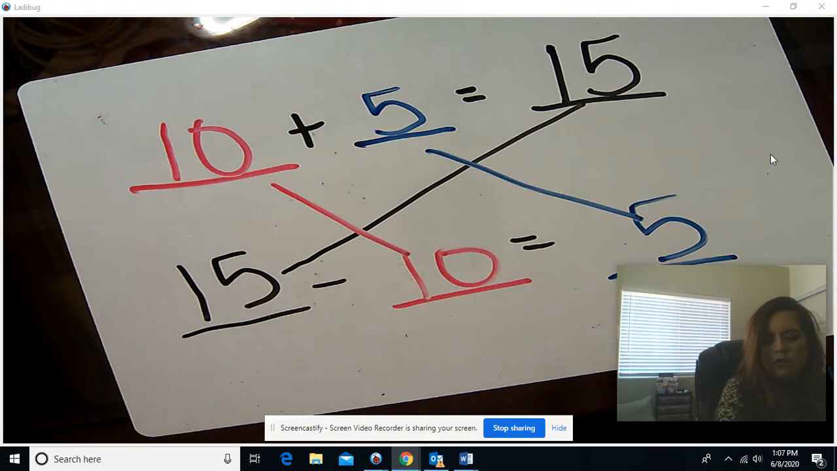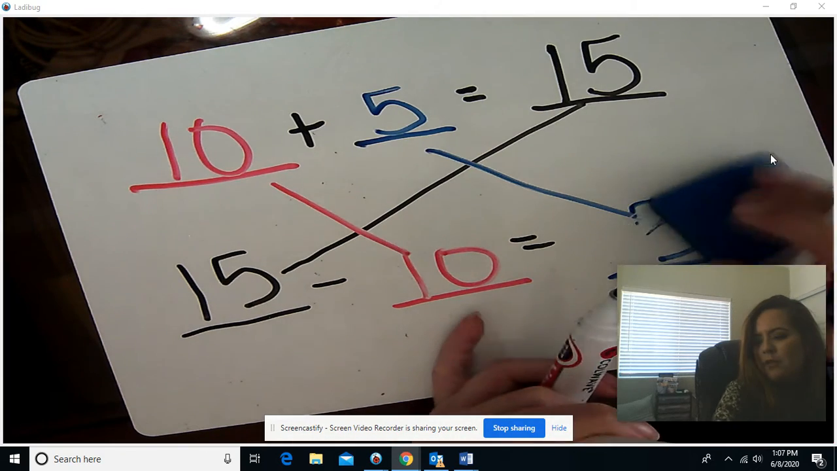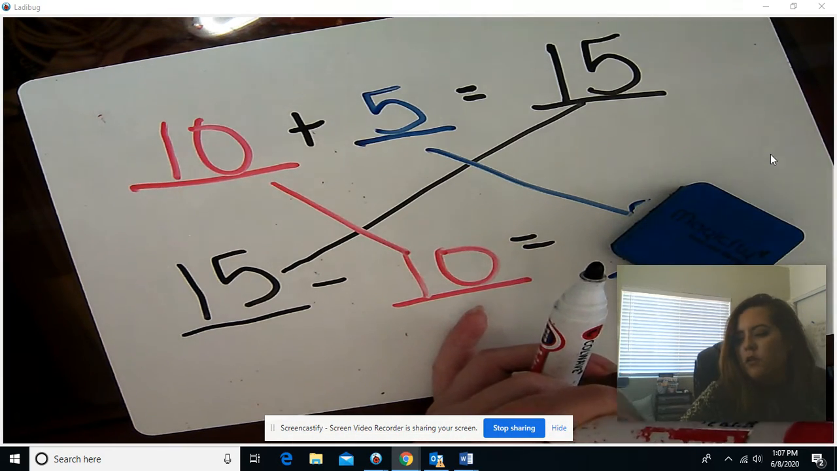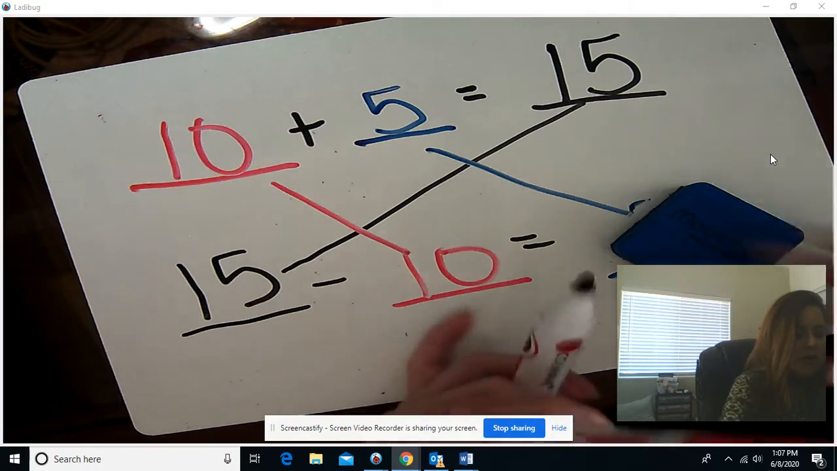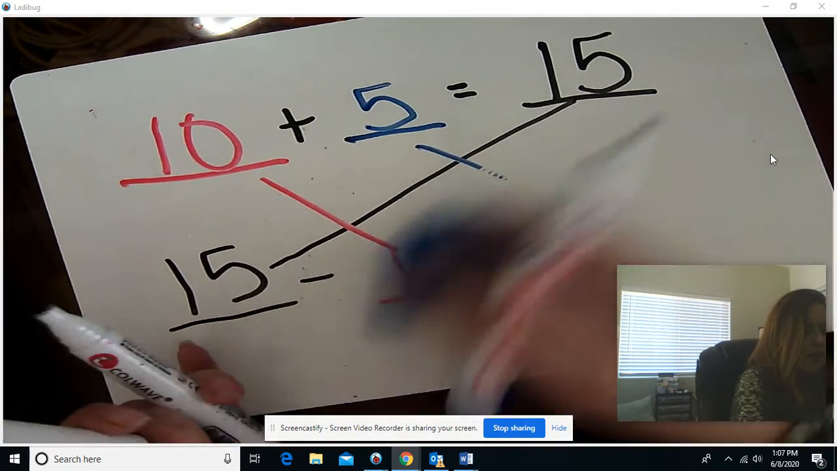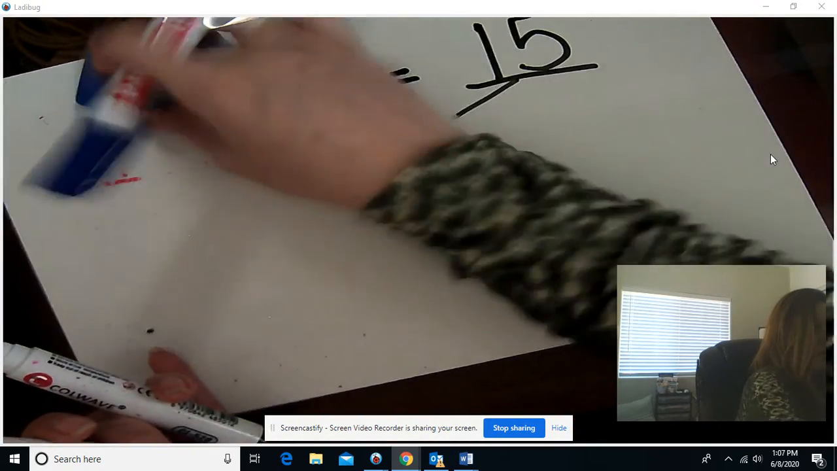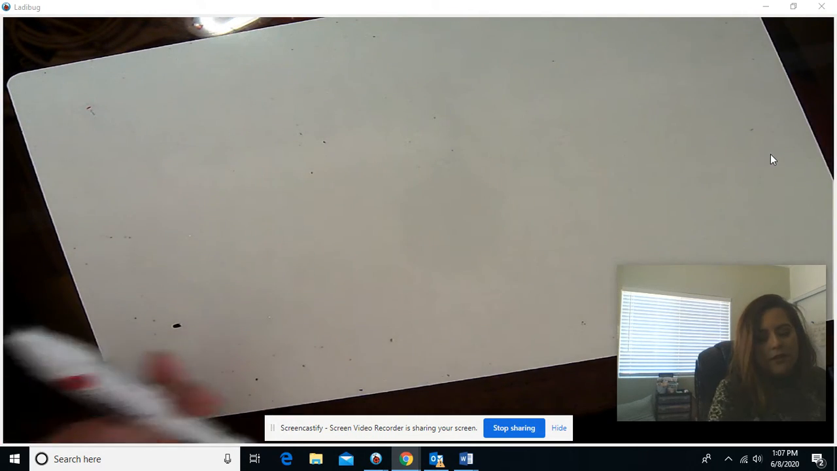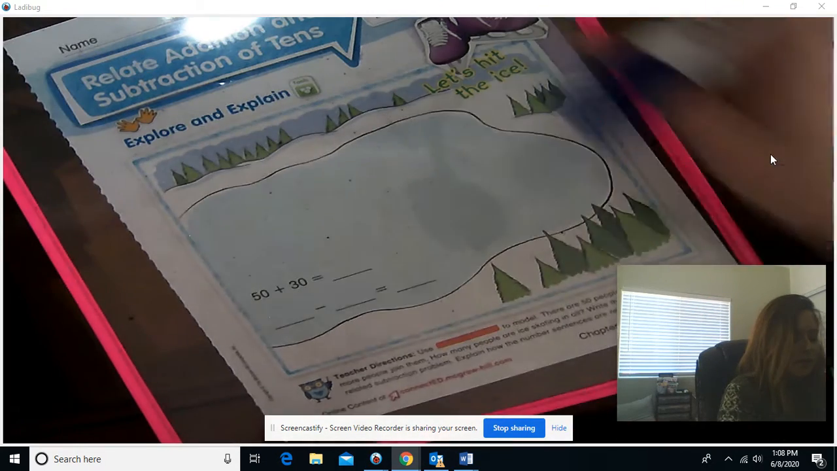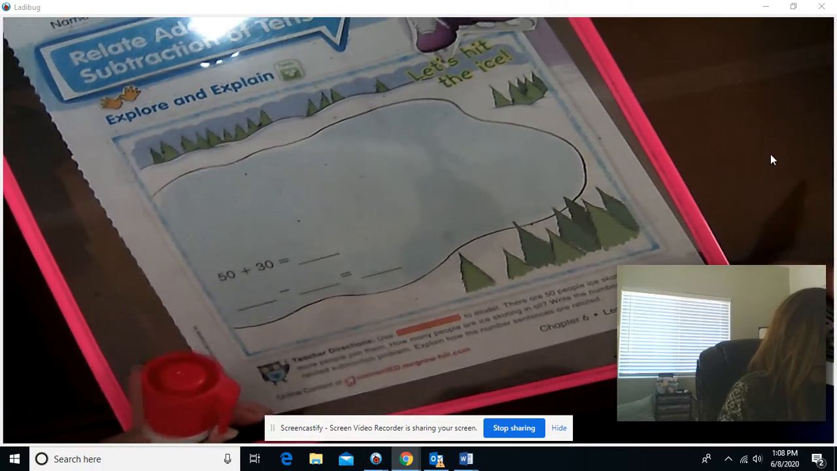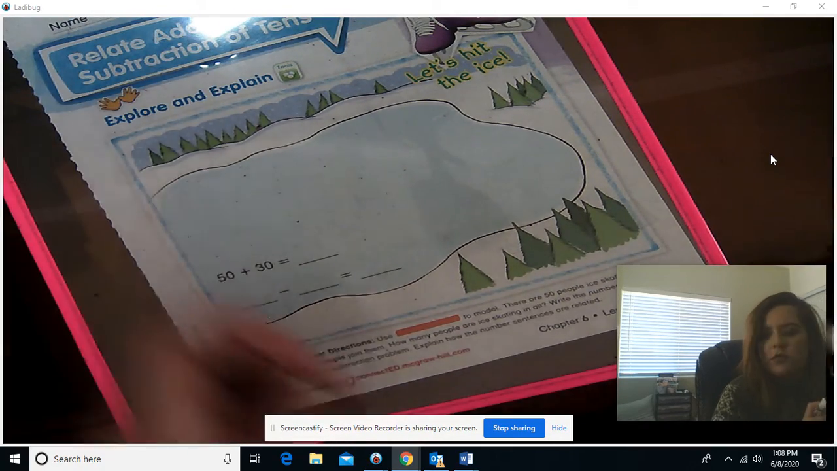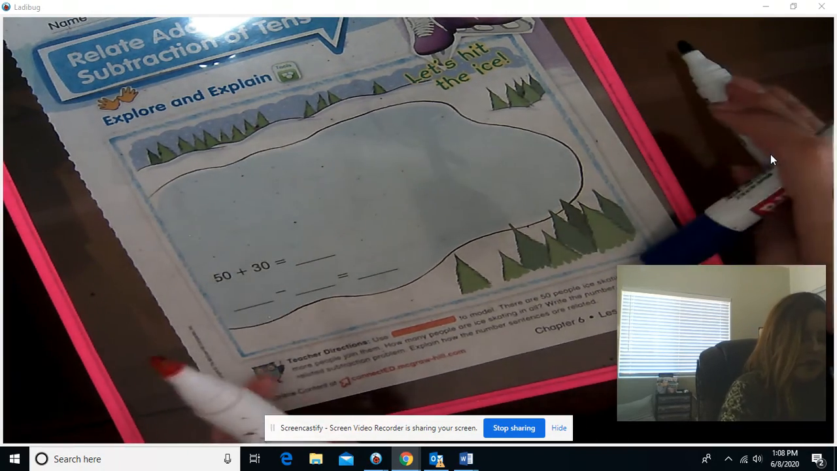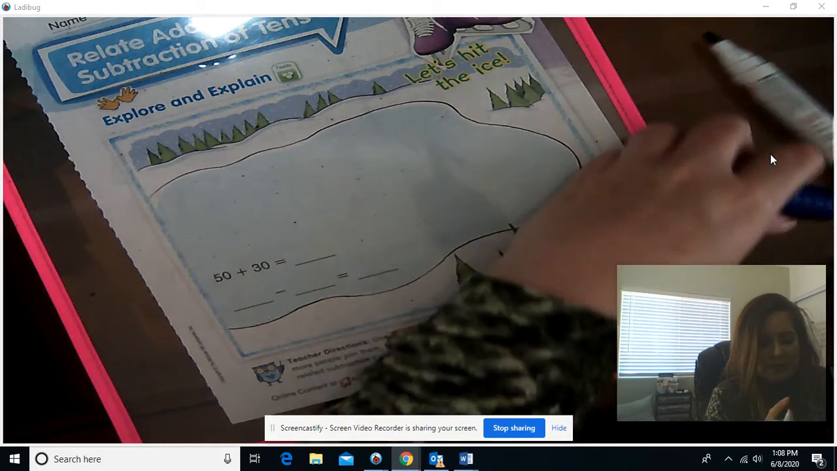Today for math, you're going to be in your math book, volume 1, page 491. Page 491. Go ahead and find that. If you need to pause, go ahead and pause for me and then come back when you're ready, okay? So on page 491, it says related addition and subtraction tens. So now we're going to be adding by tens.